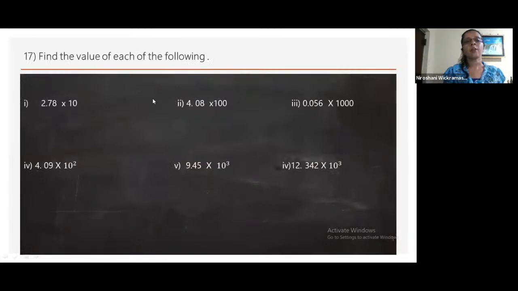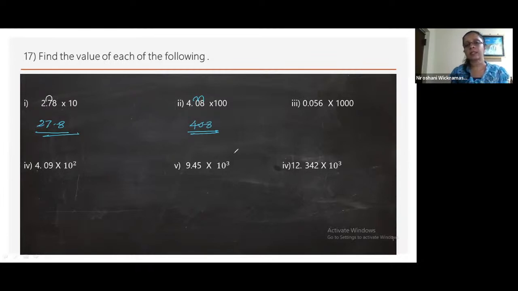Find the value of each of the following. 2.78 into 10. 1 decimal place is moving toward this side. 27.8. Here 4.08 into 100. 2 places, 408. Here, what can we say? That's the same thing, the opposite way. When dividing, move the decimal place back. When multiplying, it is increasing.